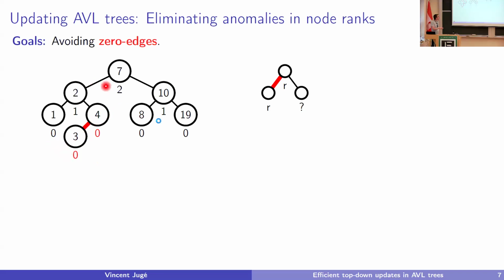So in general, I will represent zero edges like this. I have the rank of the node just below the node itself, and I put in bold red the edge that is problematic. And I don't really care what the rank of my sibling would be. So here, what we can do is that we will just increase the ranks of the nodes. End of story.